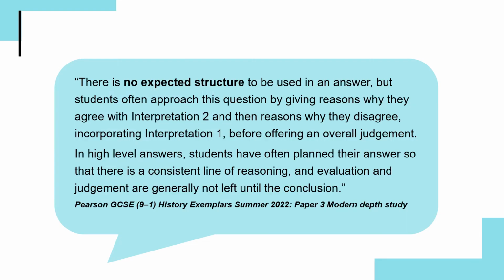Before we look at an example answer, it's worth reminding ourselves that there is no expected structure to be used, but students often approach this question by firstly giving reasons why they agree with interpretation 2 and then reasons why they disagree, incorporating interpretation 1 before offering an overall judgment. High-level answers are often well planned and there is a consistent line of reasoning and the judgment is not left until just the conclusion.